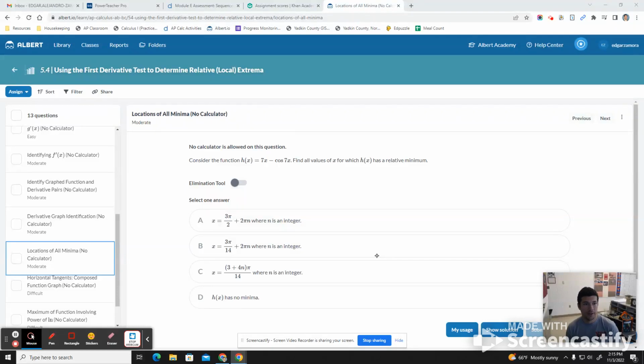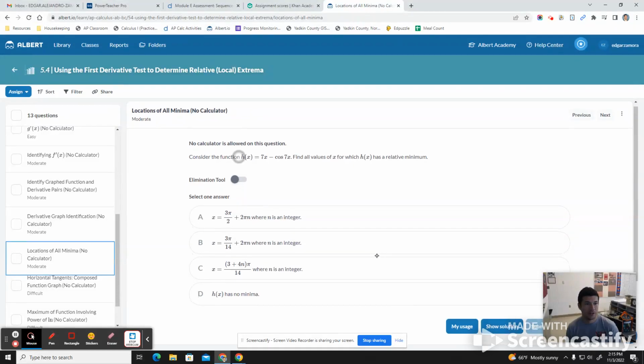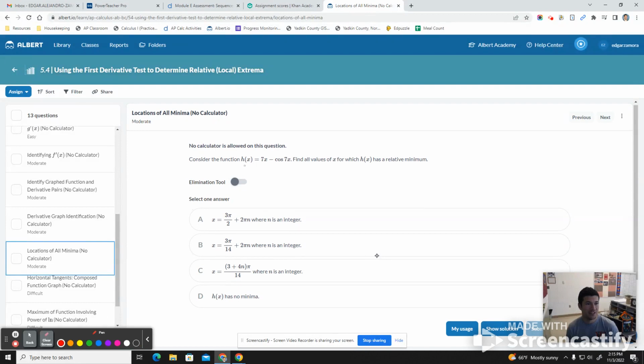All right, here's the question that you guys had. Why does this function h of x equals 7x minus cosine of 7x not have any relative minimum? So we need to go to our justification for relative minimum. To justify a relative minimum at a value c, we do a sign test, right? We justify it by saying that the derivative h prime of x changes from negative to positive. So negative slopes and then positive slopes. That would be a minimum.